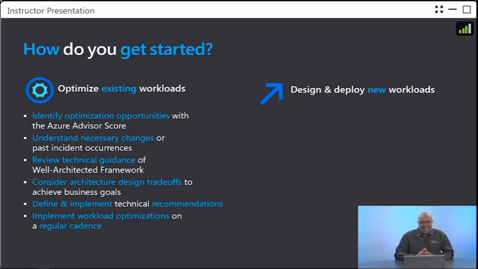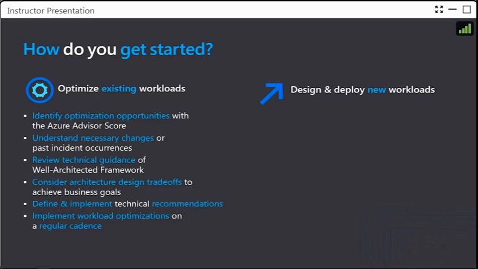You can understand any changes or look at what's happened in past incidences. You can review technical guidance of the Well-Architected Framework. And as always, you're considering the trade-offs to achieve your business goals from an architecture perspective. You also want to define and implement technical recommendations and implement workload optimizations on a regular cadence. So as I mentioned before, this is not a one-time activity. You're going to be doing this as an ongoing process.